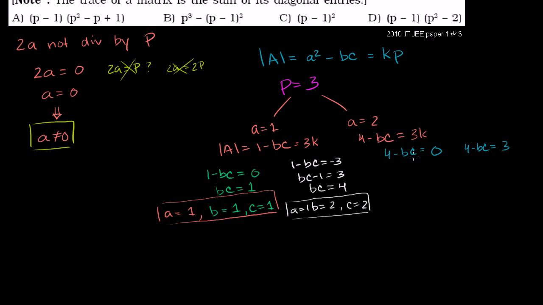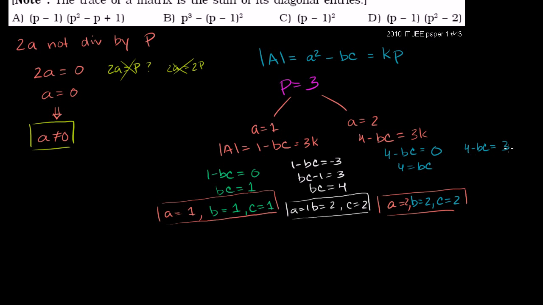So if you have this equation, that means 4 is equal to BC. The only possibility with B and C being less than 3, being 0, 1, or 2, is that B is equal to 2 and C is equal to 2. Neither one of those could be equal to 4, because that's bigger than our P. And so here we have A is equal to 2, B is equal to 2, and C is equal to 2.